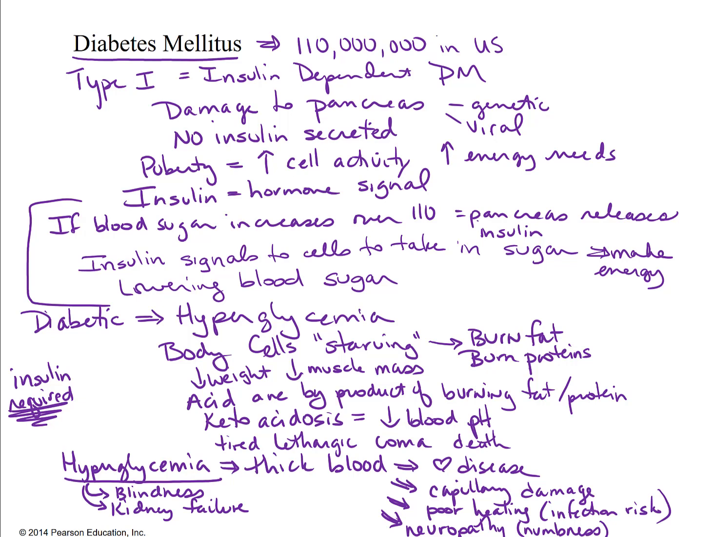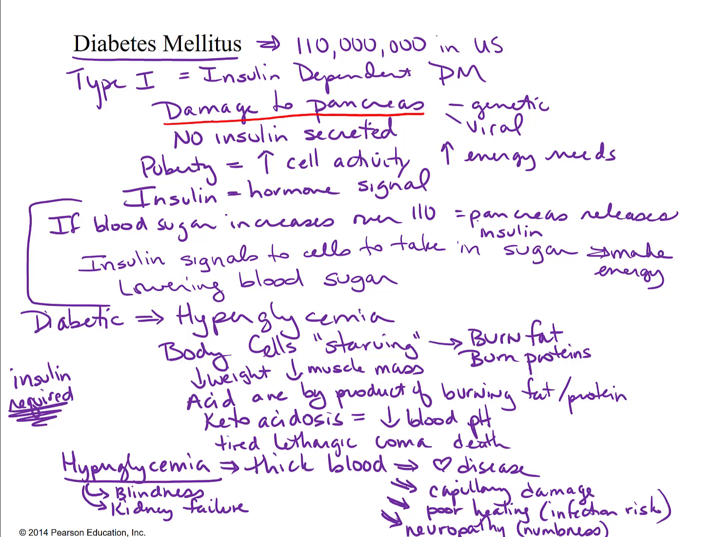Diabetes mellitus for humans, there's 110 million people that have diabetes in the United States. 110 million. It's the most recent number that I could get, okay? And it's increasing every year. There's two types though. Type 1 diabetes, they call it insulin-dependent diabetes mellitus. So what happens is it develops because of some malfunction or some damage to the pancreas.